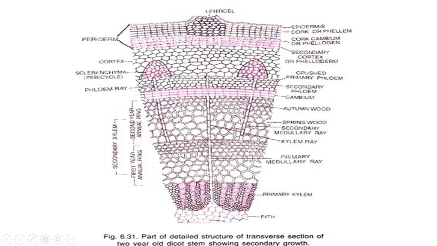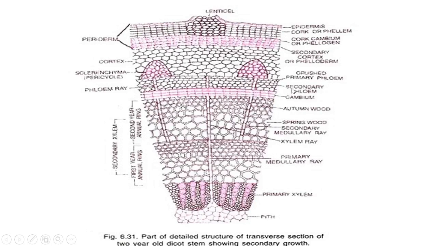Then this is the vascular cambium. This vascular cambium, after starting the activity, divides and redivides and develops the secondary xylem toward the inner side. Formation or proportion of secondary xylem is more than the secondary phloem, and toward the outer side this cambium cuts the cells, they are called secondary phloem.